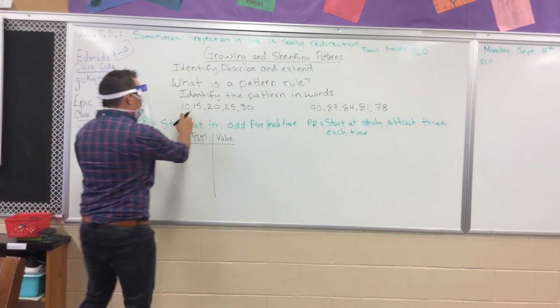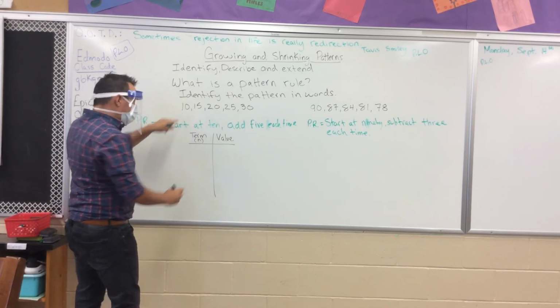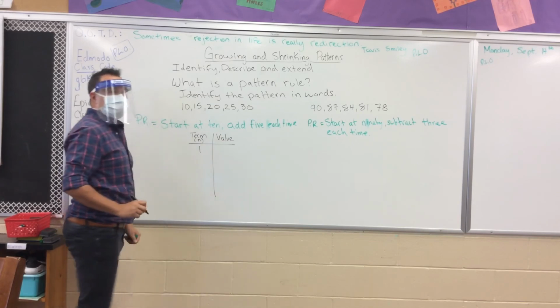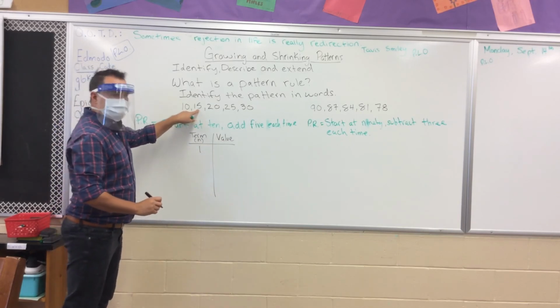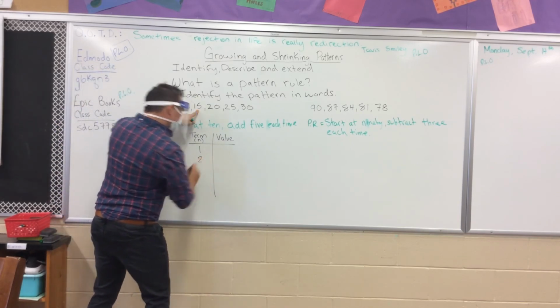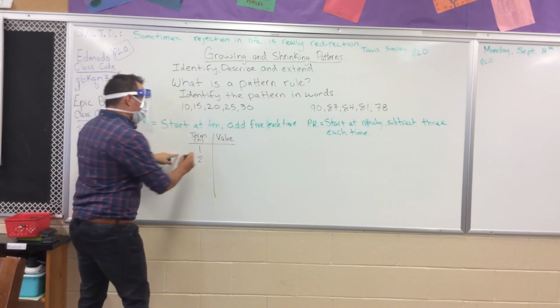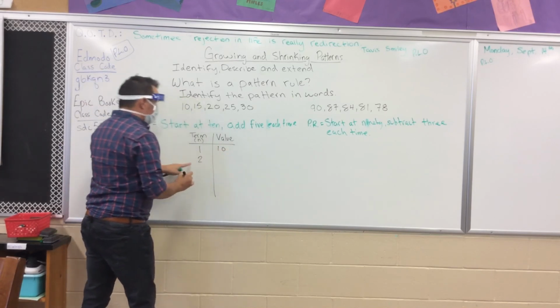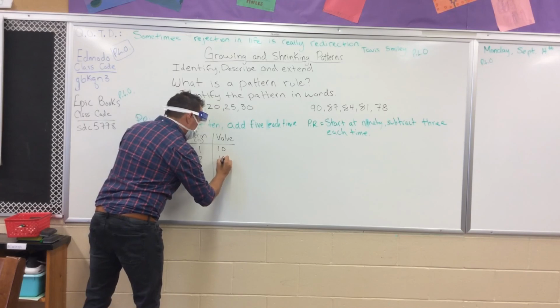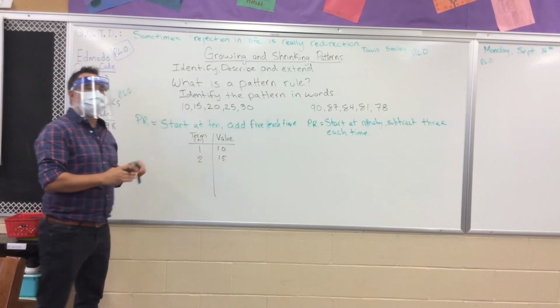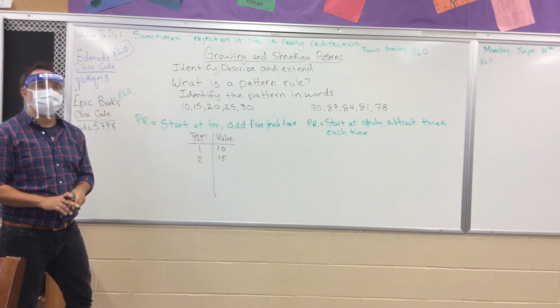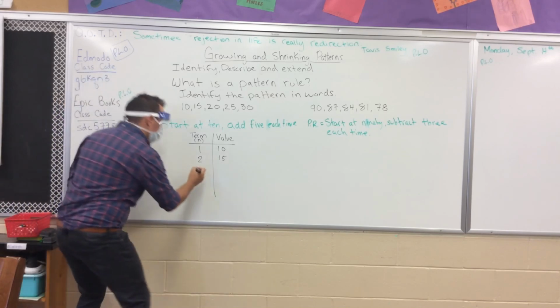So in this case, you have term number 1, or the first number you see in the pattern. Term number 2, second number you see in the pattern. So term number 1 is 10. Term number 2 is 15. So the term is just the number placed in the pattern. What would term number 3 be? 20.